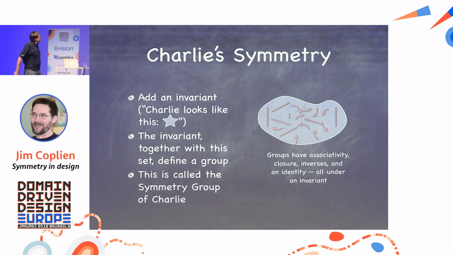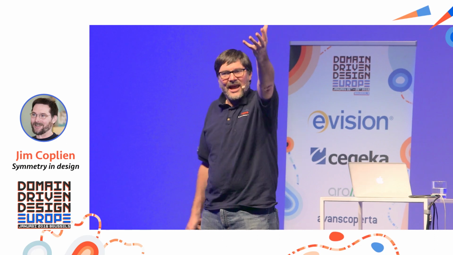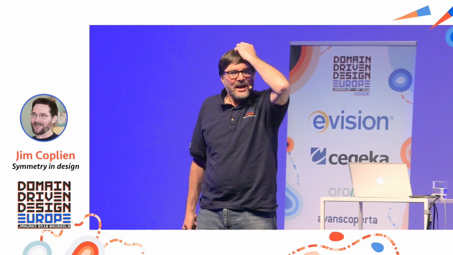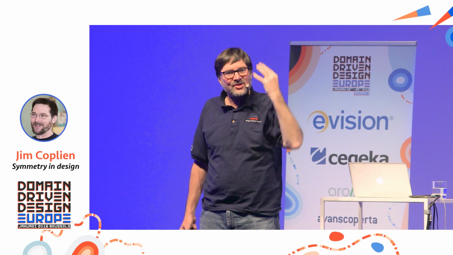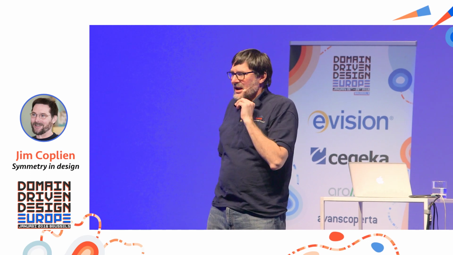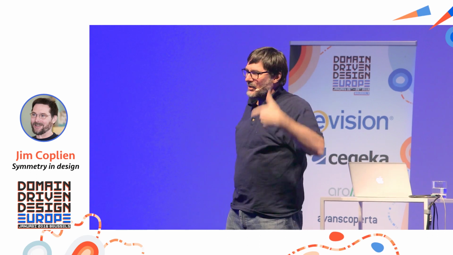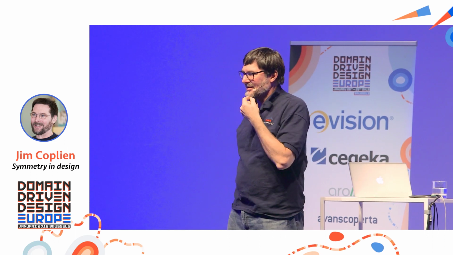So this is called the symmetry group of Charlie. And they have a lot of nice properties, like associativity, closure, inverses, and identity, all under some invariant. You think of invariants in programming, right? You have a base class, and it has a method called x. And I have a derived class, and it has a method called x. What must be invariant around those methods of x?